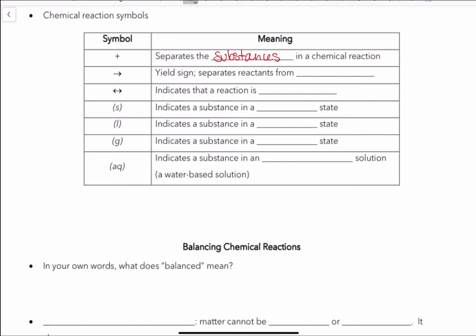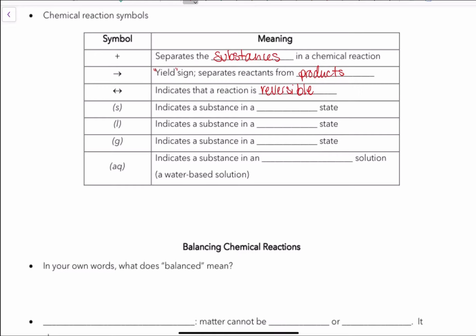Up next, if you see an arrow, you read that as yield. So you would always read that as yield. And this separates the reactants from products. Sometimes you'll see an arrow that's going both directions, and that just means that a chemical reaction is reversible, or maybe it's existing in a state of equilibrium where it's going back and forth.